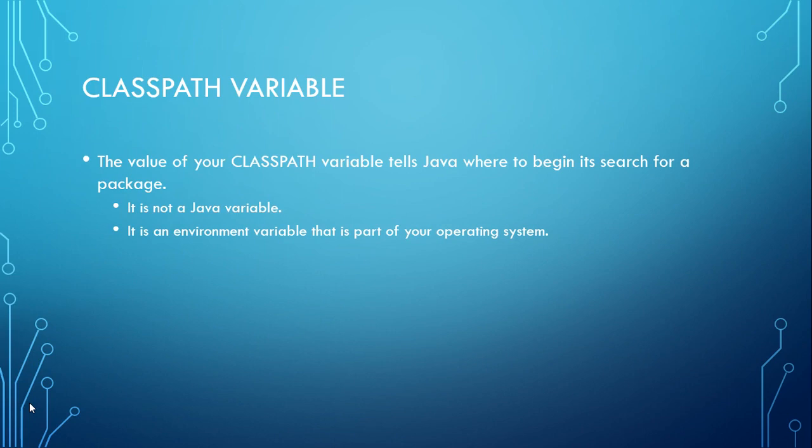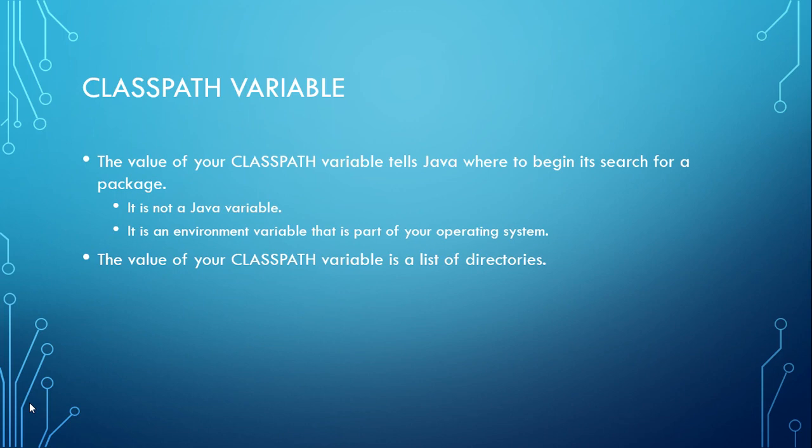Now, the value of class path variable tells Java where to begin search for a package. Now, when I say class path variable, an important thing to note is that it's not a Java variable. It's not something limited to Java. Rather, it's an environment variable that is part of your operating system, which means this is what your operating system is using to tell where different things are located.